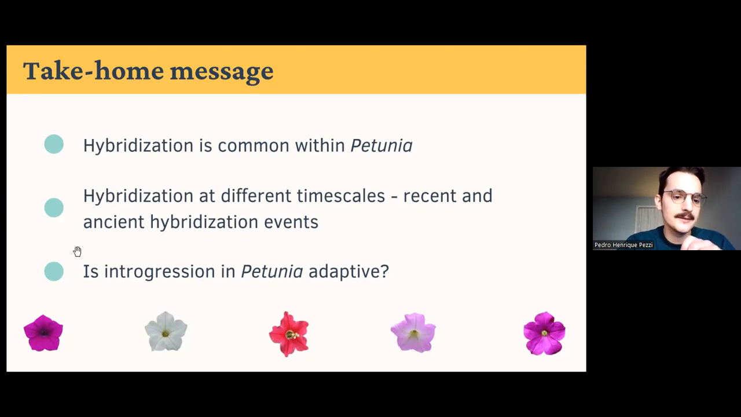And it leaves us with a question of whether introgression in Petunia is adaptive, and what is actually the role and how it impacted the evolution of the Petunia genus, and how it has maybe made Petunia adapt to new environments or new things like that. So we have very interesting questions that we could ask about the role of hybridization in this system.